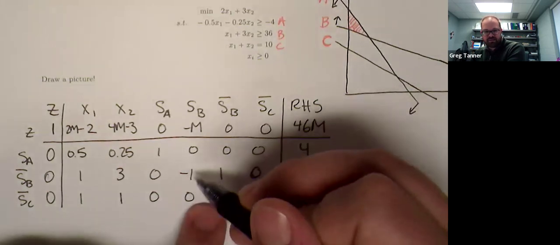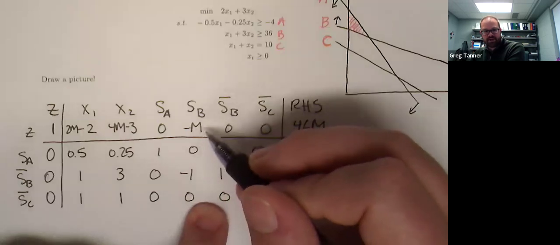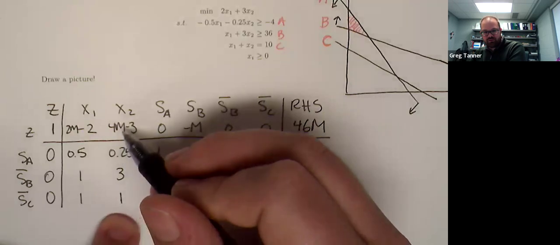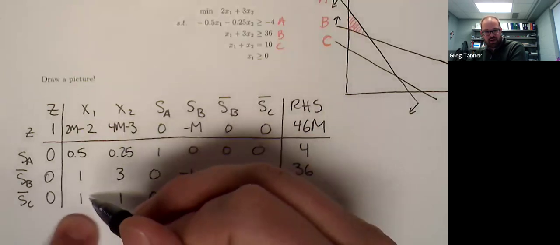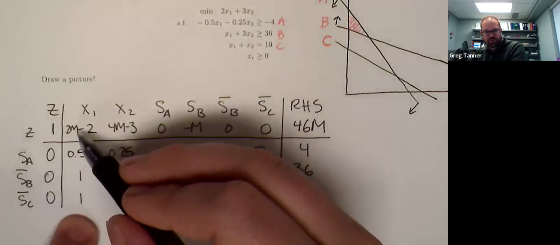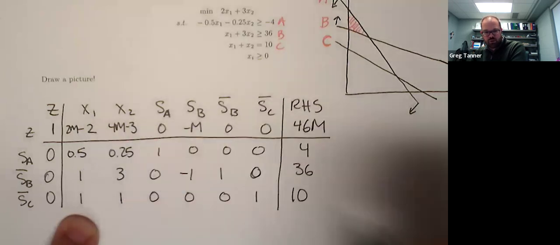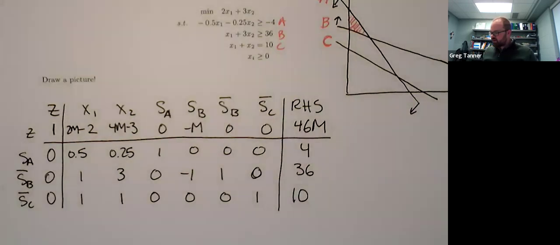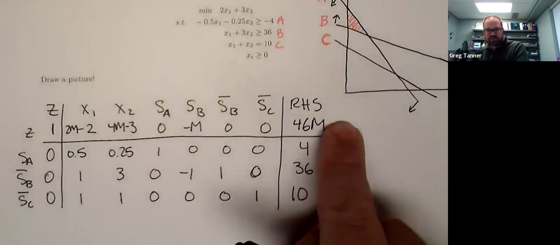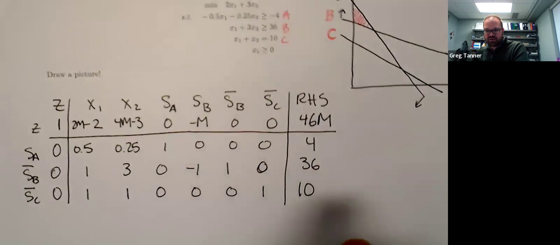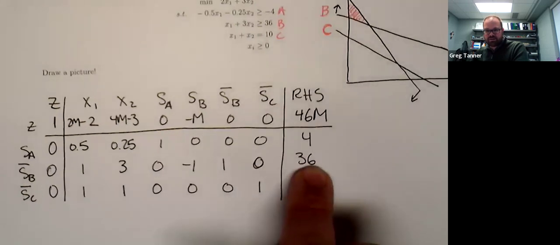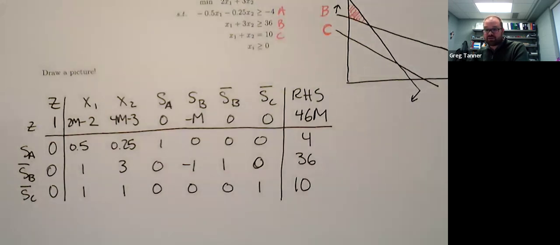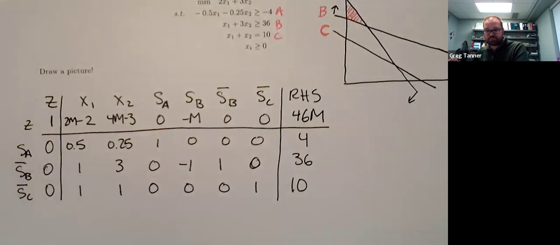With this M times this -1, that's going to give you the -1 there. 1M plus 3M will give you the 4M there, and 1M plus 1M will give you the 2M there. And the -2 and the -3 were what were already in that top row. So that's maybe a little bit of a shortcut, but the only value that changed in our starting setup was this 36, and that gives us 46M as our starting objective value.